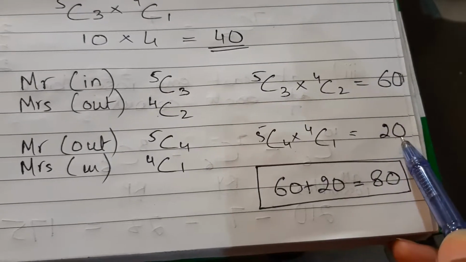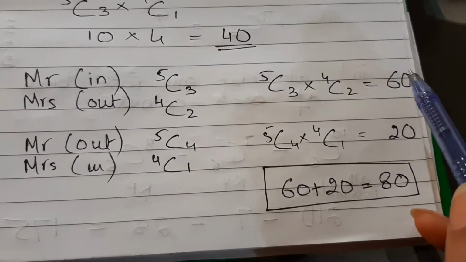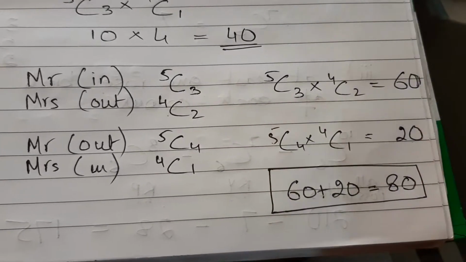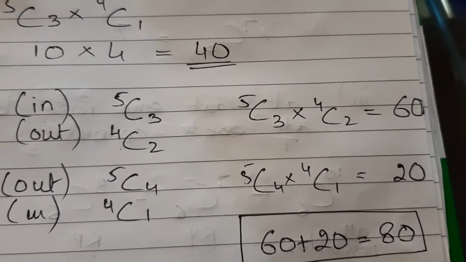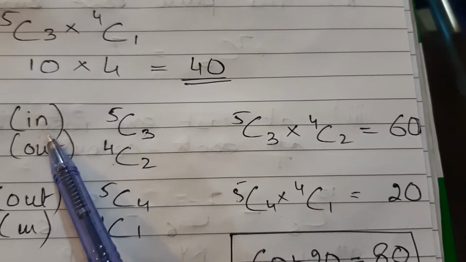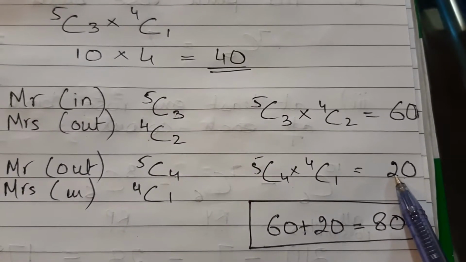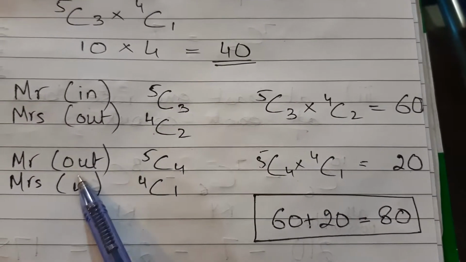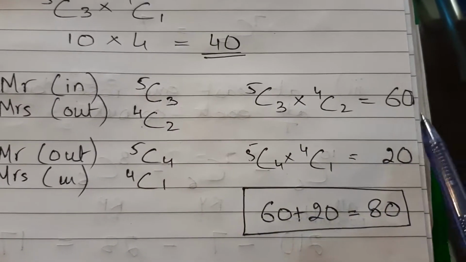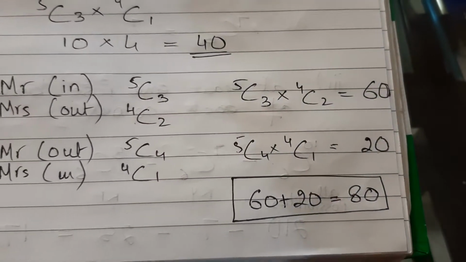And then you will add up, it will be equals to 80. Now why we are adding up? Because you see, this is telling me the cases. So 60 is representing the cases when Mr. is in and Mrs. are out. And 20 are those such cases or teams when Mr. is out and Mrs. is in. So these are complete teams. So that's why we are adding them up, and which is equals to 80.